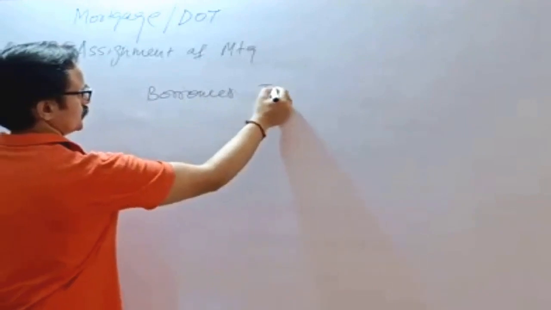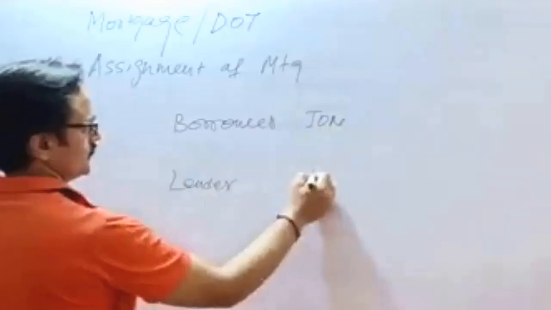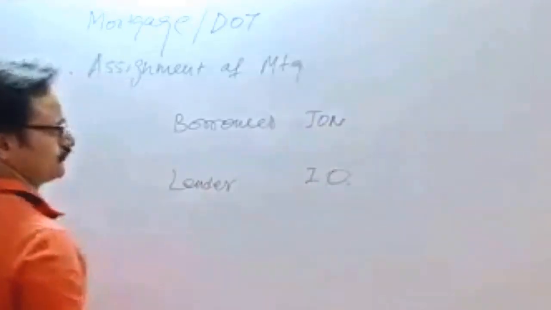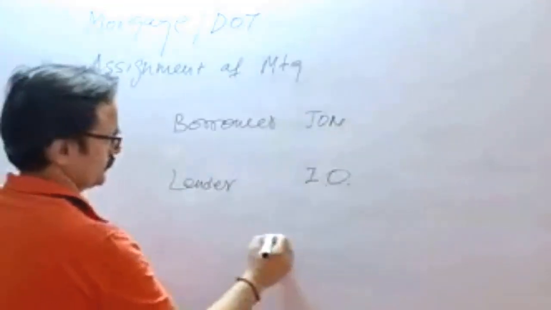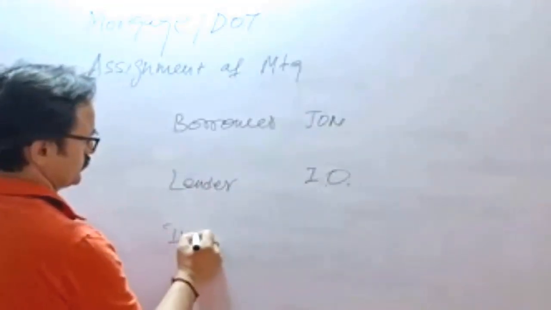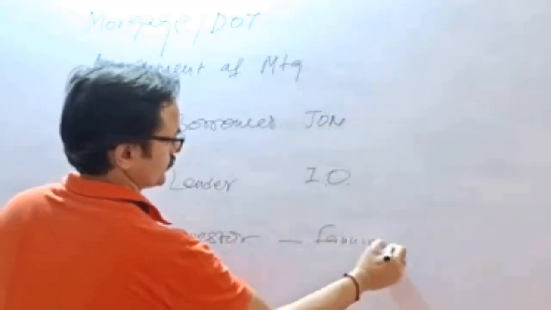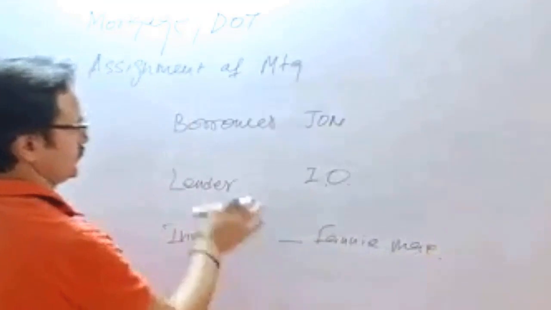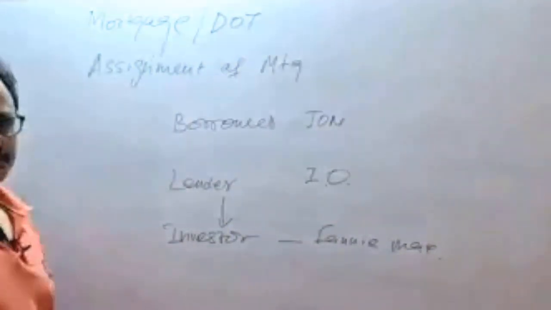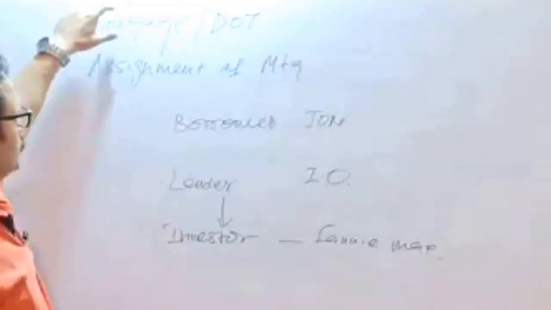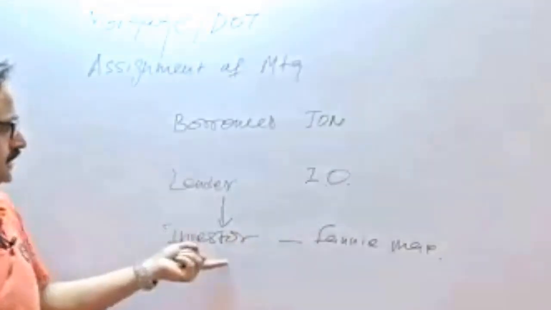Borrower was John, and lender name Indigenous Outlook. But now that file is being sold to someone else, maybe to the investor. That is being sold to investor, maybe Fannie Mae, right? Maybe lender is sending that file to Fannie Mae. Now there should be confusion, right? Mortgage document showing the Indigenous Outlook name, but now file is being sent to investor.